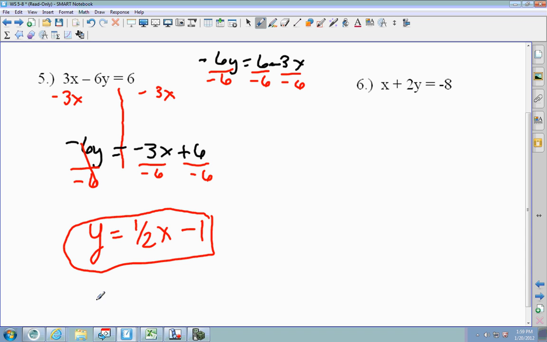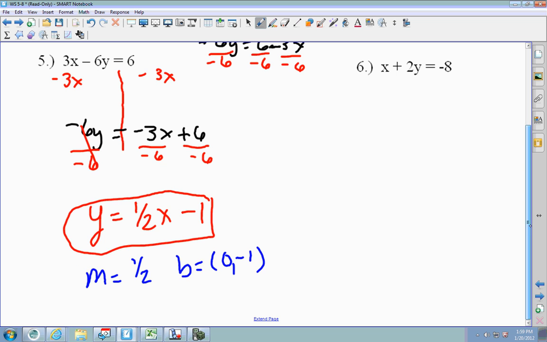Now what number is the slope? The slope is 1/2. The y-intercept is 0, negative 1. Well, can you tell me, is this line going to be increasing or decreasing? It is going to be increasing because this slope right here is positive.